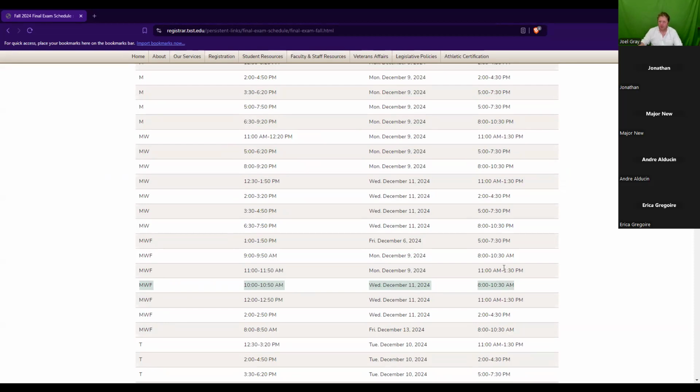I always like to do this because my first semester teaching at Texas State, I made a mistake and looked at this page wrong. I think I looked at the Monday, Wednesday rows and I was like, oh my gosh, I made a huge mistake because I didn't read this table properly. But our class is Monday, Wednesday, Friday, 10 to 10:50, and the final is Wednesday, December 11th, 8 till 10:30 in the morning. Now that's a ways away, but nevertheless, it's important to go ahead and review this.